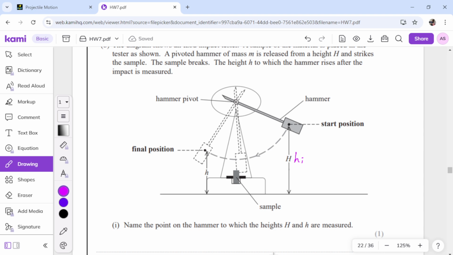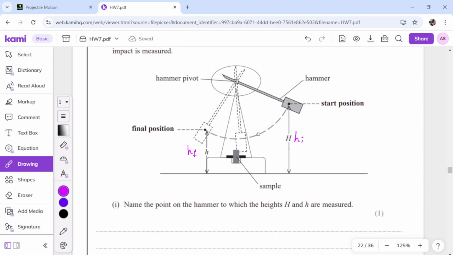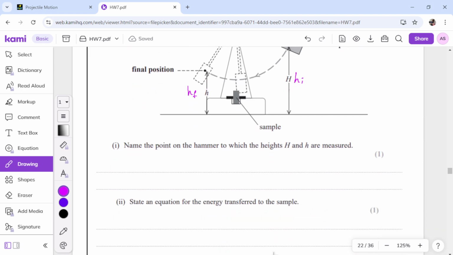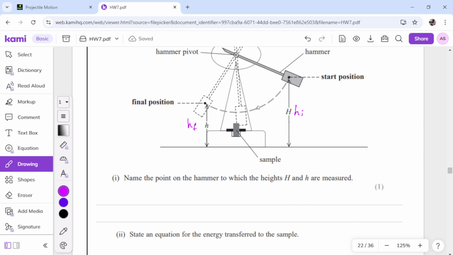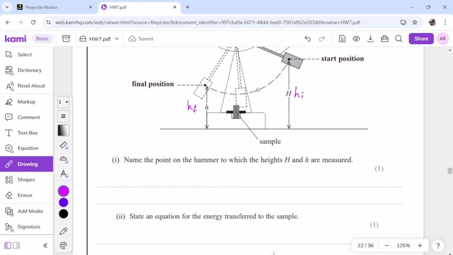The sample breaks, and the height h to which the hammer rises after the impact is measured, so the final height is measured. Now name the point on the hammer to which the heights H and h are measured. Every time we measure the height, it is measured to the center of mass or center of gravity. Both are correct.